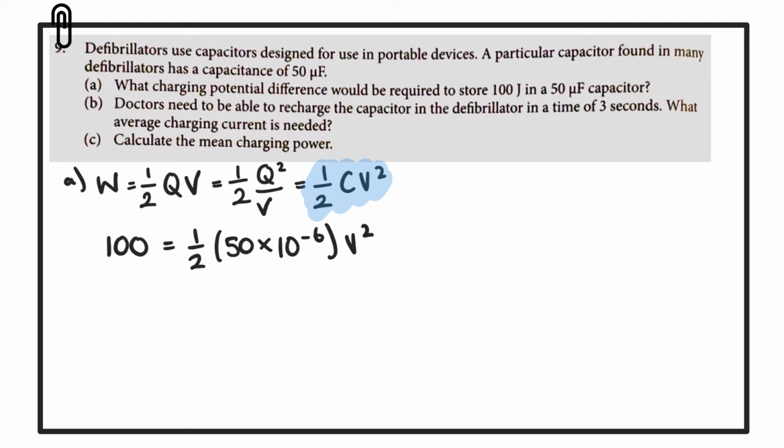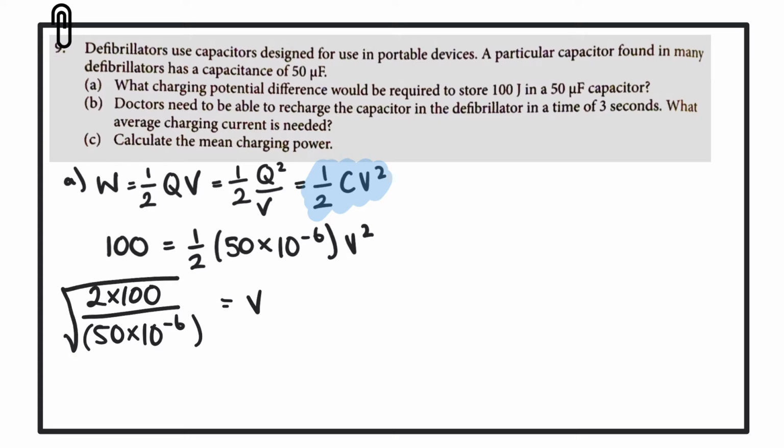So if we rearrange that, we can bring the half over to the other side, where we will end up with 2 multiplied by 100. And I'm also going to move the 50 microfarads, which will become a divide when we bring it over to the left-hand side. And we also then want to square root that value in order to get an answer for V. So when we put that into a calculator, we get an answer then of 2000 volts. So very high voltage here to charge this capacitor.